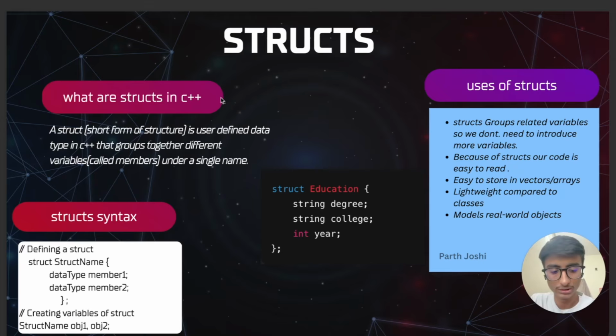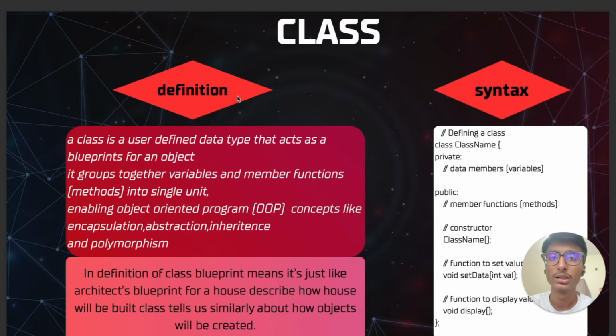Now the next important concepts are classes and encapsulation. So let's go to the classes. A class in C++ is like a blueprint for creating objects. It allows us to group variables and functions into a single unit, which is a fundamental part of object-oriented programming. We will see what blueprint exactly means here. In the definition of a class, blueprint means it's just like the architect's blueprint for a house, which describes how the house will be built. Similarly, classes will tell us how objects will be created. That's what blueprint means here.